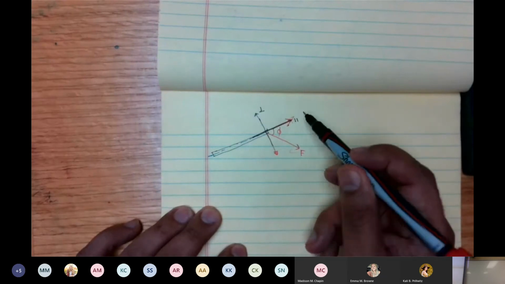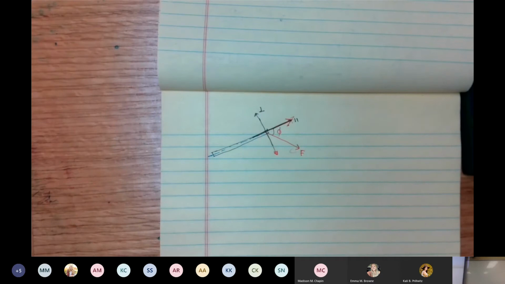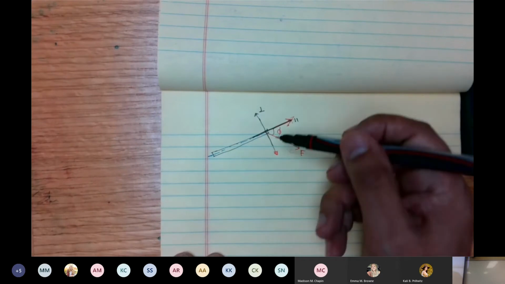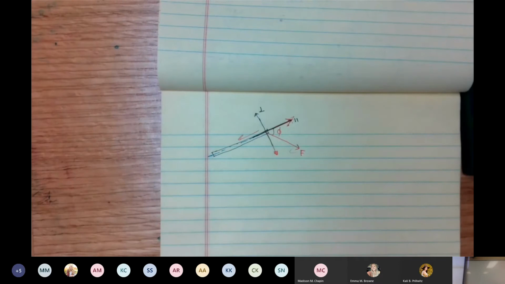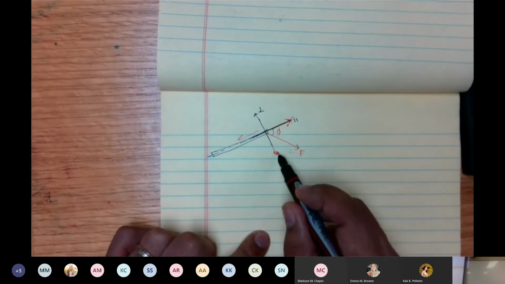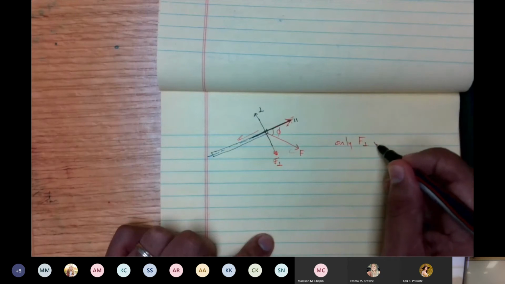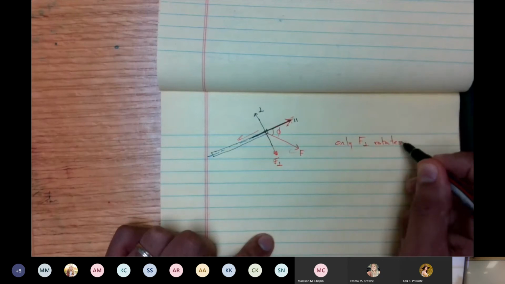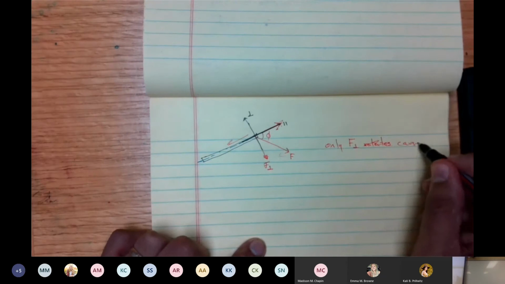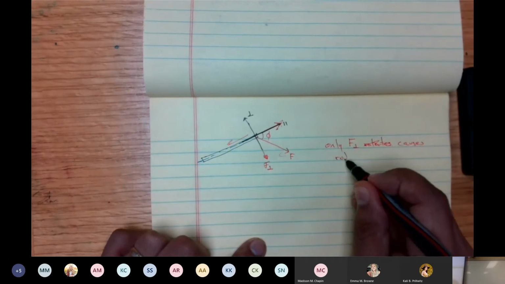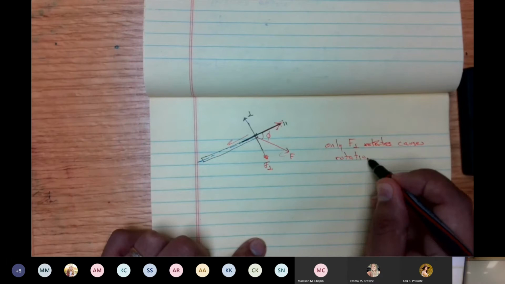You can stretch it if you have a very soft material. If it's going into the opposite direction, you may compress the arm, or you can make it more stable, but it's not going to rotate it. The only part of the force that rotates is the perpendicular component. That's the only one that rotates. Or only the perpendicular component causes rotation.